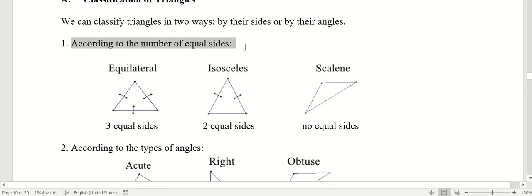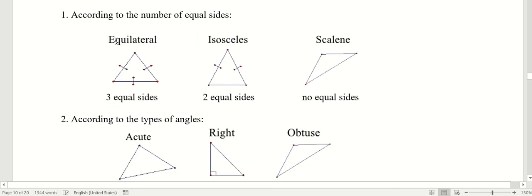The first way to classify is by their sides. When I say sides, I mean the length of their sides. We have three types here. Number one, equilateral. An equilateral triangle has three equal sides, which means the three sides all have the same length. We note this down by using a little line in the middle of each side. So three equal sides, equilateral.